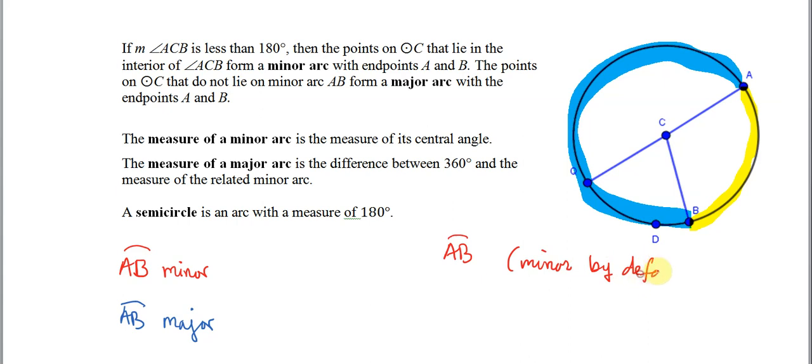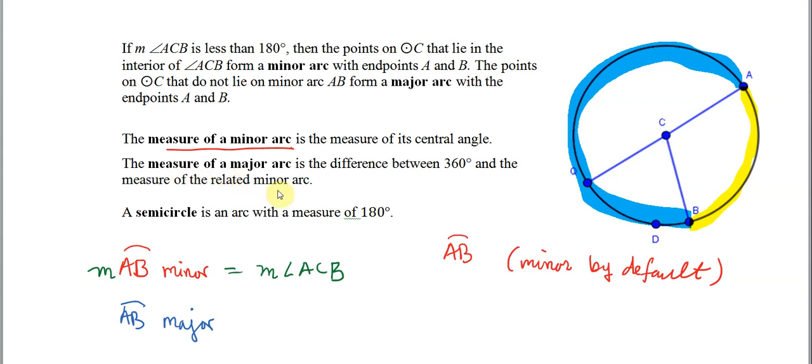Other times we might mix it up a little bit and specify that it's a major arc. So next we have the measure of a minor arc. The measure of a minor arc is simply the measure of its central angle. So the measure of AB minor is the measure of its central angle, which is the same thing as the measure of angle ACB.